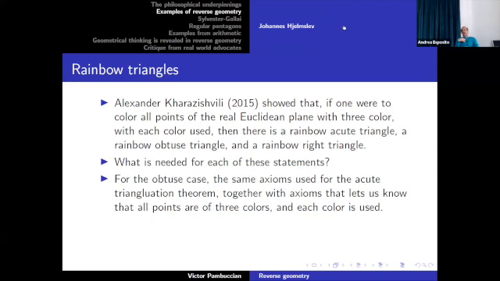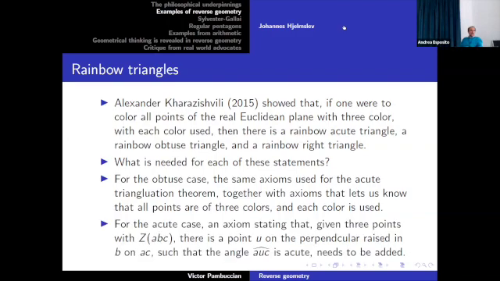Well, for the obtuse case, you just need exactly the axiom system that we have for the acute triangulation, to which obviously you have to add an axiom saying that every point is of 3 colors and that all of them are used. For the acute one, you need something else. You need to know that if you have 3 points, A, B, C, with B between A and C, then on the perpendicular from B to AC, there is a point such that this is acute. So you can raise this enough so that that's acute.